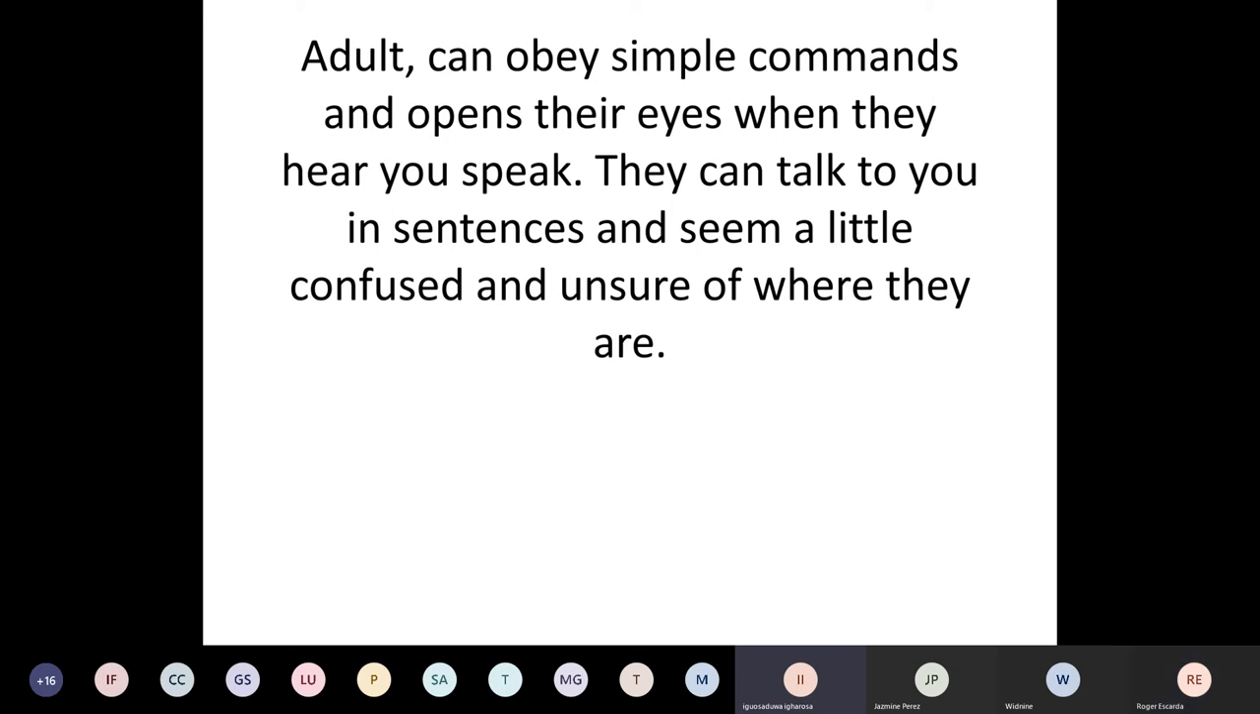Adult can obey simple commands and opens their eyes when they hear you speak. So that's a three. They can talk to you in sentences and seem a little confused. So that's a four. So three and four is seven and six is 13. All right.